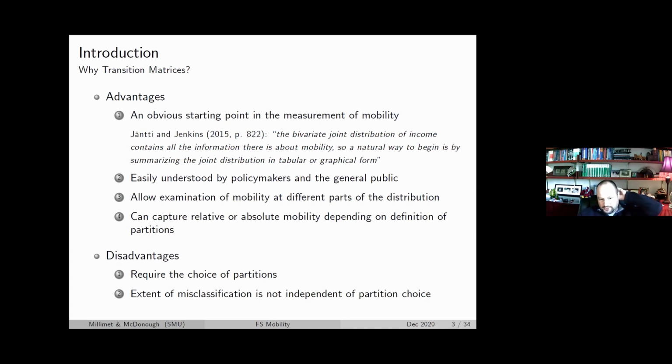So the disadvantage is it requires a choice of partitions. What's the size of the transition matrix? That's particularly relevant for thinking about misclassification, because the extent of how many people are misclassified within the transition matrix is not necessarily independent of the size of the matrix. If it's a 2x2 poverty transition matrix, then there might be a different fraction of the sample that's misclassified than if you have it based on quintiles or deciles or something like that.